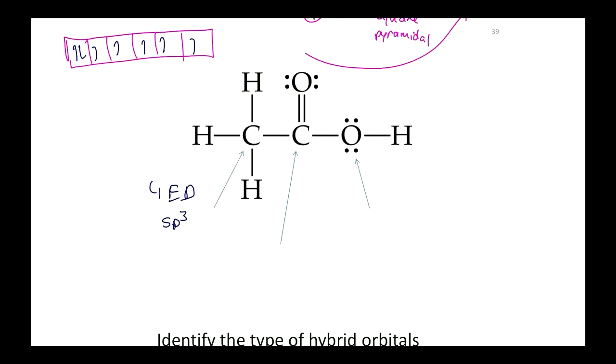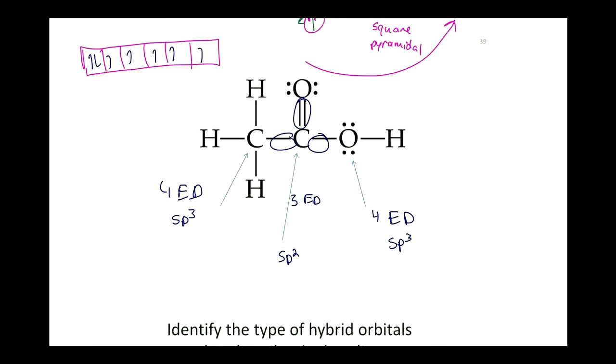The next carbon is what hybridization? sp2, because there are only 3 electron domains. Remember, the double bond counts as 1. It's just 1 region of electron density. So 1, 2, 3, so 3 electron domains. And that oxygen has how many electron domains? 4, because the lone pairs are also electron domains, so that is sp3. Okay, great. So those are the hybridizations. You just count electron domains. All right, that's an easier question.